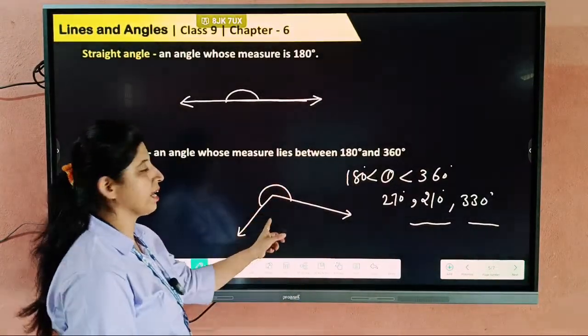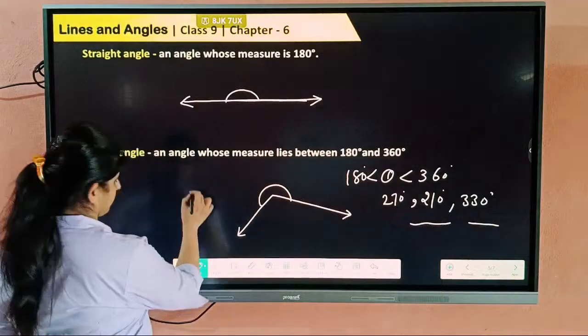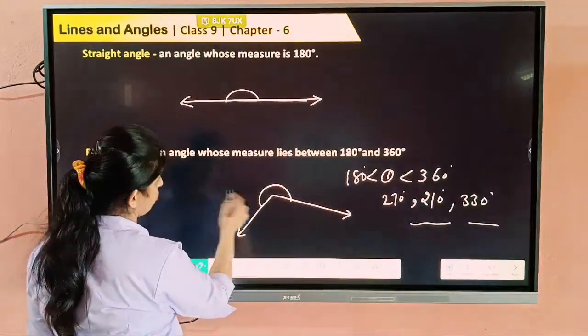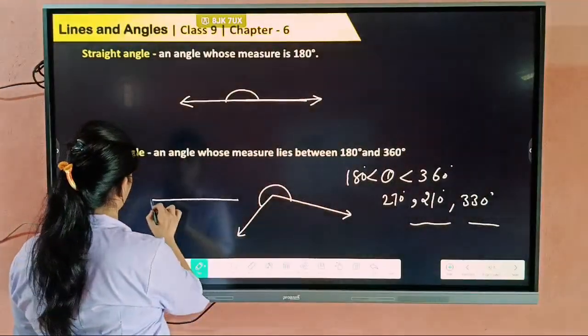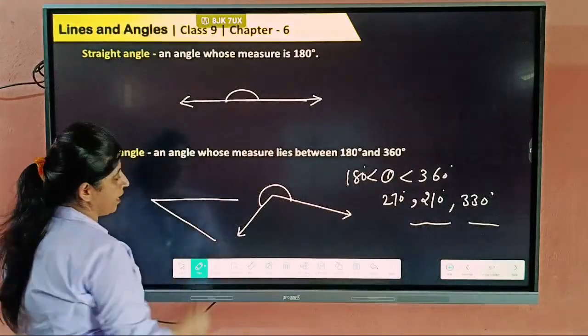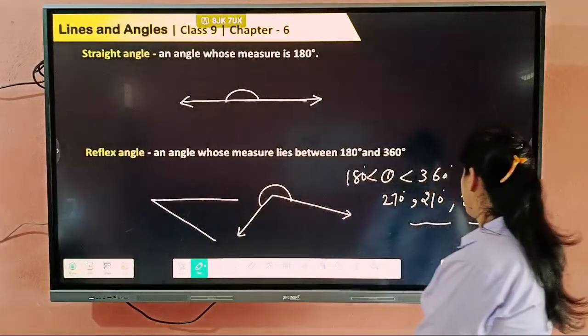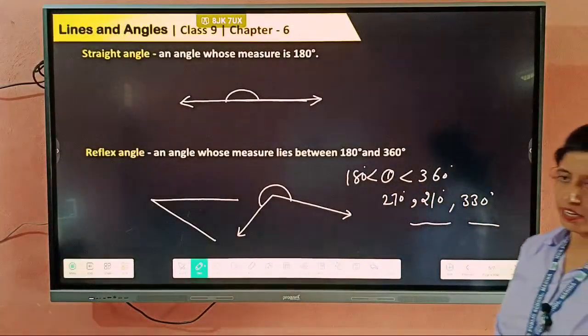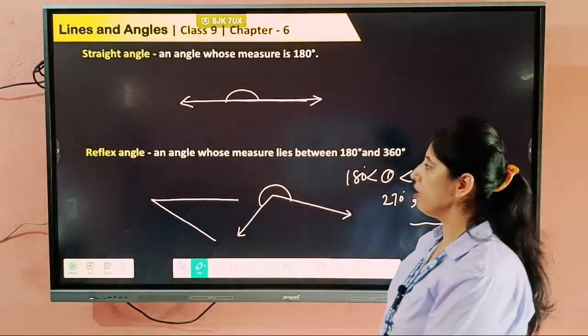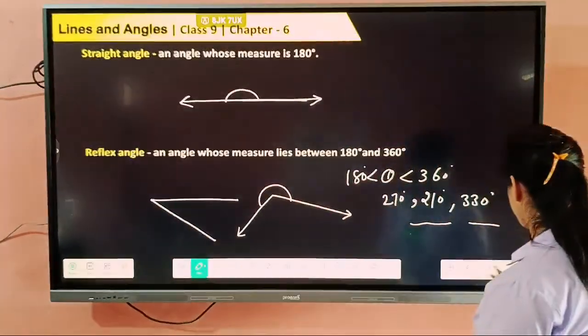A reflex angle we can make like this. If we want to make a 210 degree angle, then it will go like this only. On this side it will go like so. 210 degree angle, 330 degree angle, 270 degree angle, these are all called reflex angles.